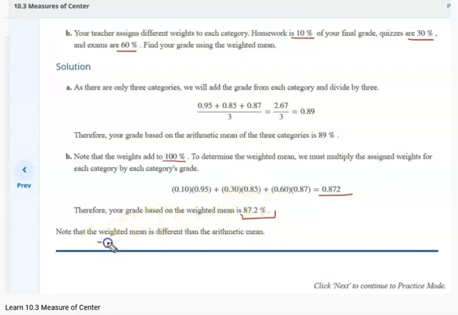So the weighted mean, and we indicate the weighted mean, they're not showing us that here, but we put a W with a bar over it, as opposed to X with a bar for the arithmetic mean. This is the weighted mean.